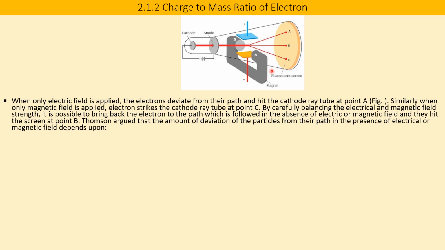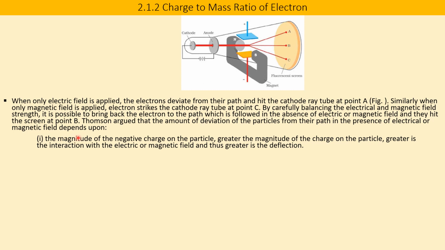Thomson argued that the amount of deviation of particles from their path in the presence of electric and magnetic fields depends upon, point number 1, the magnitude of the negative charge on the particle. The greater the magnitude of negative charge on the particle, the greater is the interaction with the electric or magnetic field, and thus the greater is the deflection. Point number 2, the mass of the particle. The amount of deviation also depends on the mass of the particle. The lighter the particle, the greater is the deflection.